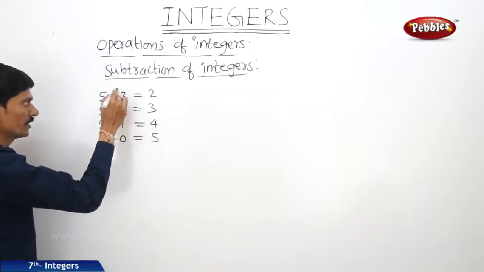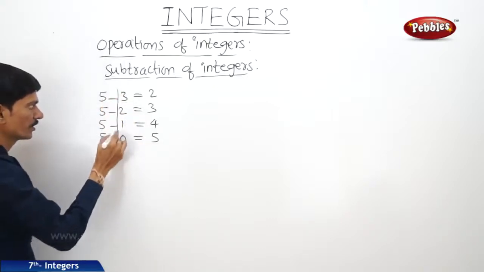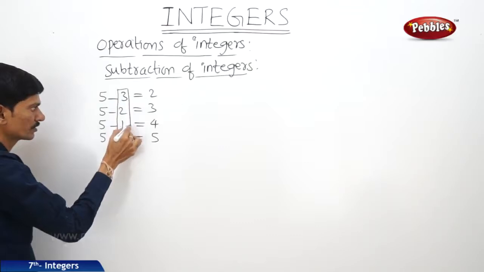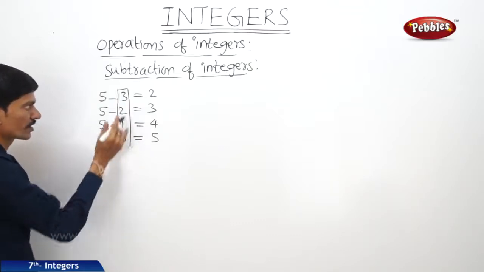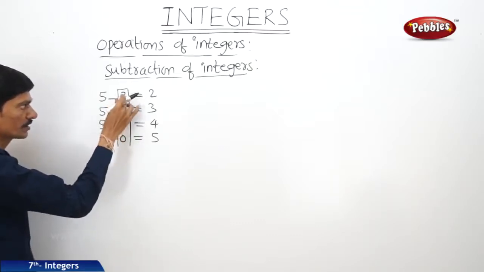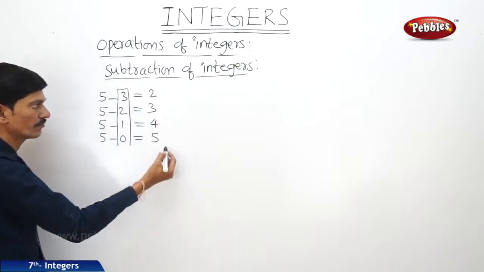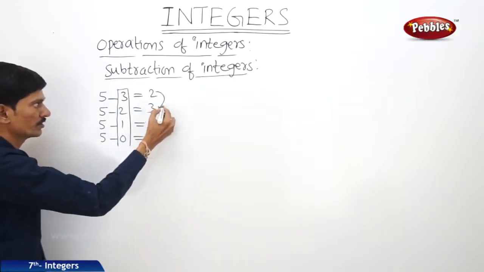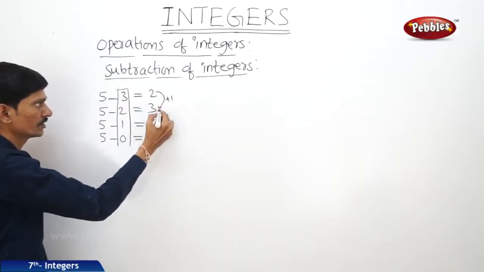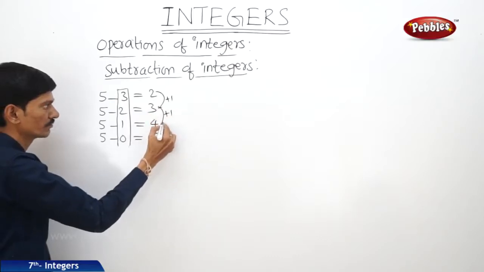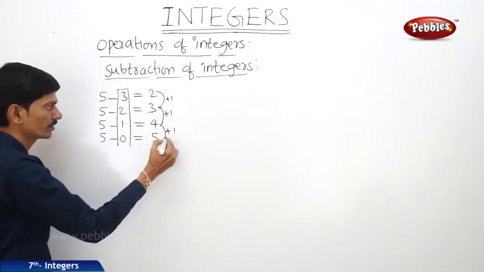So the number being subtracted is decreased by 1. If you see the pattern in all these subtractions, when the number being subtracted is decreased by 1, the value of the difference is increased by 1. So here 2 plus 1 is 3, then again 3 plus 1 is 4, and again 4 plus 1 is 5.